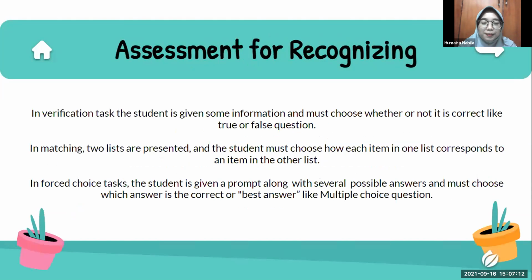Next. And for the next is assessment for recognizing. The first is the verification task. The student is given some information and must choose whether or not it is correct, like a true or false question. The second is matching. There are 2 lists presented and the student must choose how each item in one list corresponds to an item in the other list.